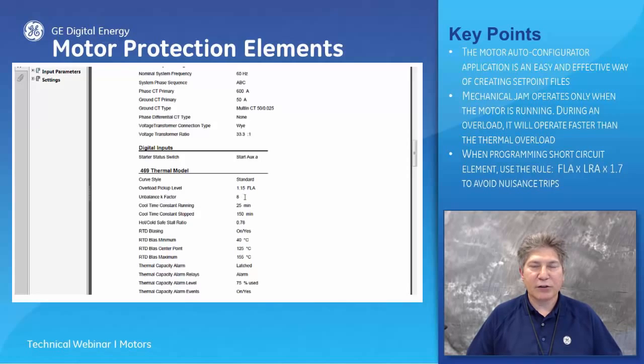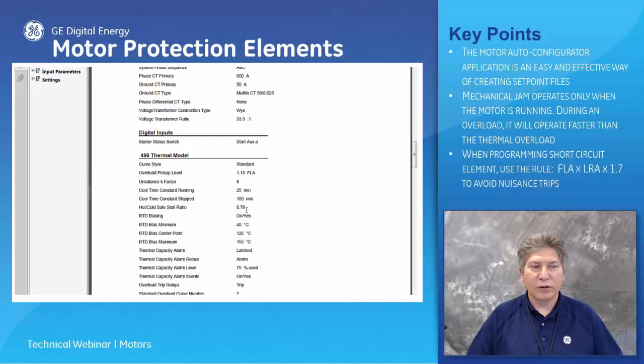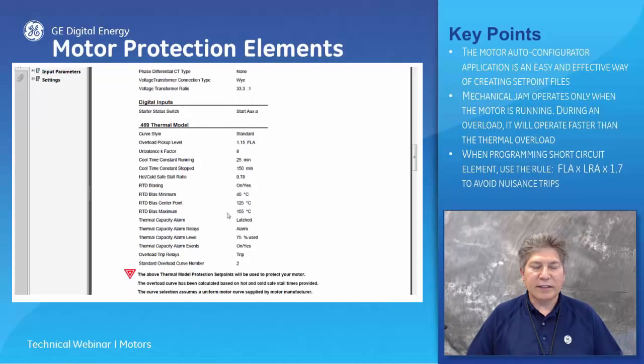It calculated the K factor for us. This is using the 230 divided by 5.5 squared, and it comes out to 7.8, and it rounds it up to a whole number. Our cool time constants, our hot and cold safe stall ratio, this is based on the locked rotor for the safe stall times from the cold and the hot. That was the 7 divided by 9, giving us 0.78. It set up our RTD biasing based on our insulation class and our temperature rise. So here's our 3 different points. And it sets up our alarms and trip levels for our thermal capacity.